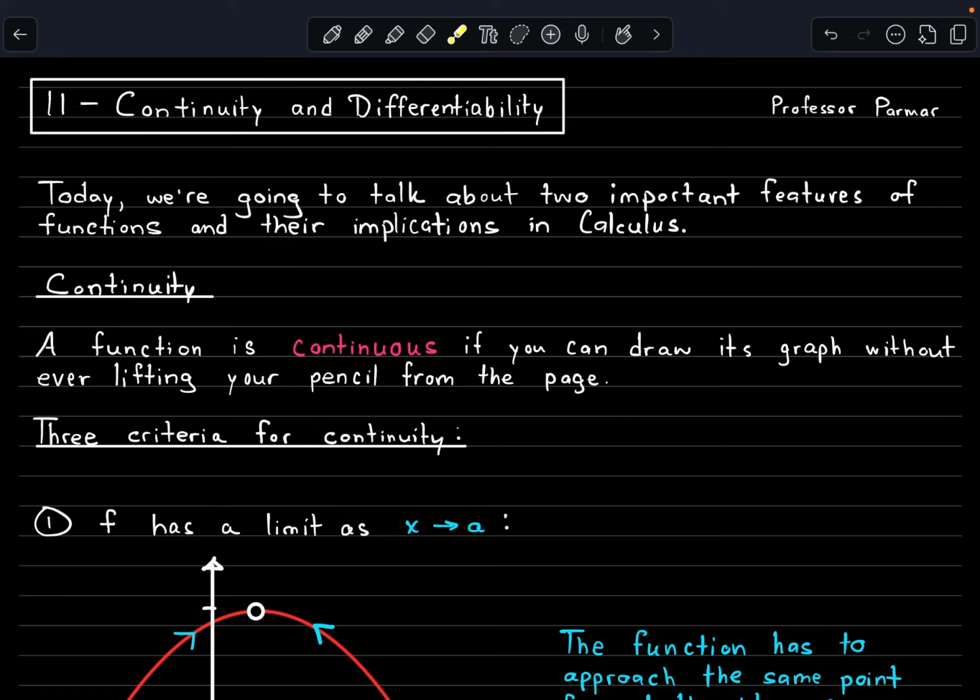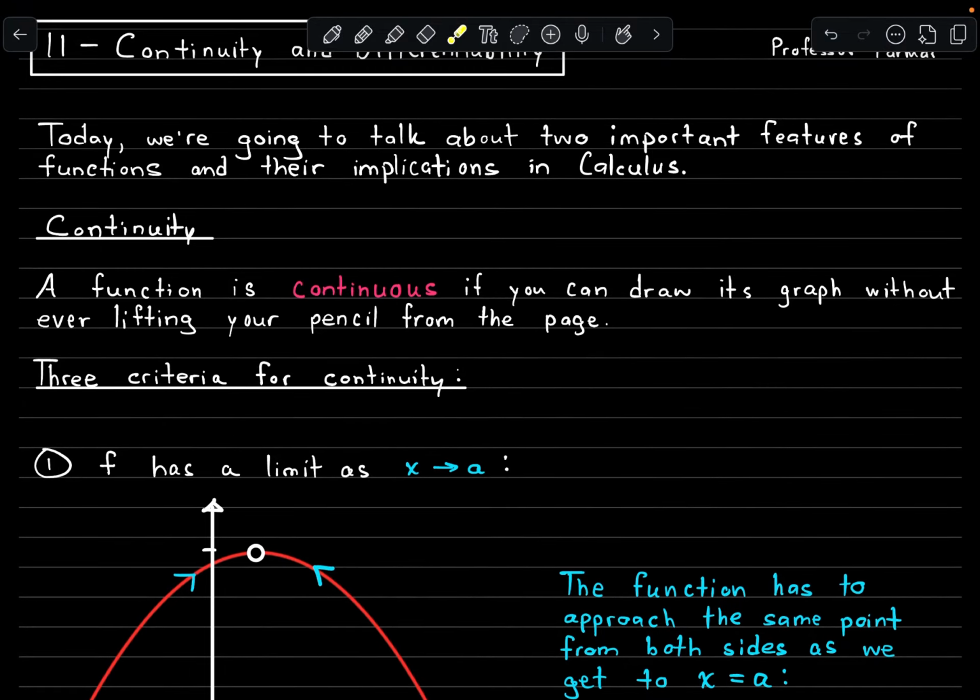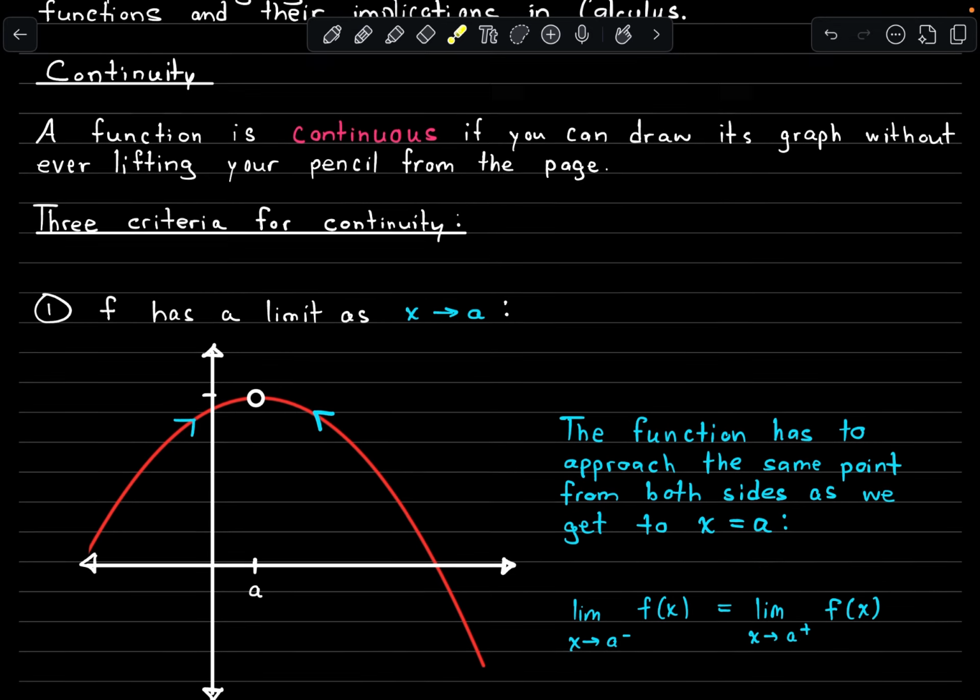A function is continuous if you can draw its graph without ever lifting your pencil from the page, right? So we're just continuing from left to right. If we have some sort of interruption in the middle, or if the function is going in two different directions or something like that, these are all different examples of discontinuity. But for continuity itself, we have three criteria.